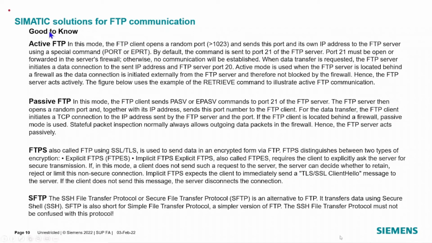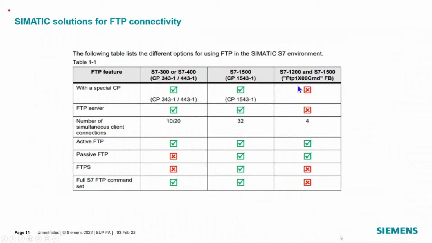Under FTP itself, there are different variants: active FTP, passive FTP, secured FTP, and SFTP. I'm not going into detail on what exactly each is, but this chart will explain why I mentioned it. Here we are discussing only this last column. There is a dedicated FB block which can work with the 1200 and 1500 directly without using any CP card. But if you want to achieve secure FTP communication, that is not possible with the standard library block. It can act as either active FTP or passive FTP, only as a client.